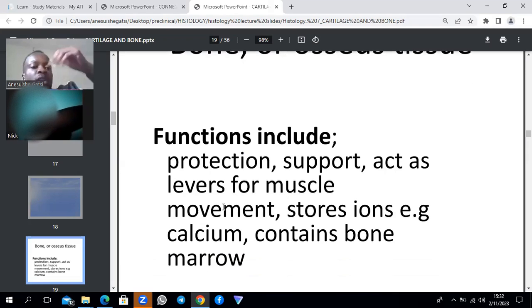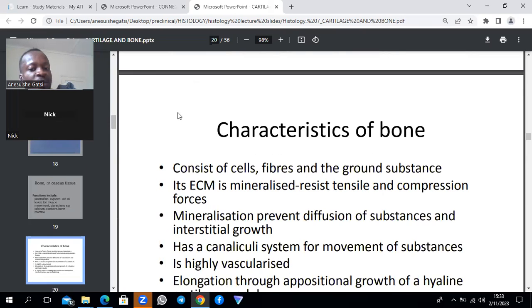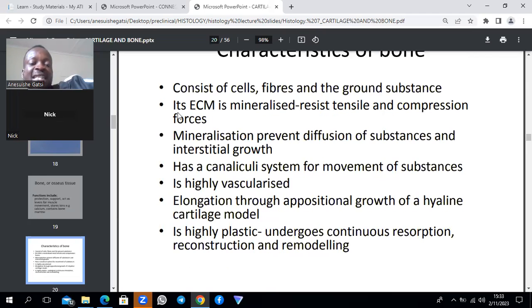The cells in bone, you have osteocytes. So the prefix osteo, we use it on bone. So osteocytes, osteoblasts, and osteoclasts. Then function-wise, bones are going to provide protection and support. They act as levers for muscle, and therefore movement. They store ions like calcium as well, right? And most of the calcium you find is actually in your bone, right? These are the characteristics of bone.